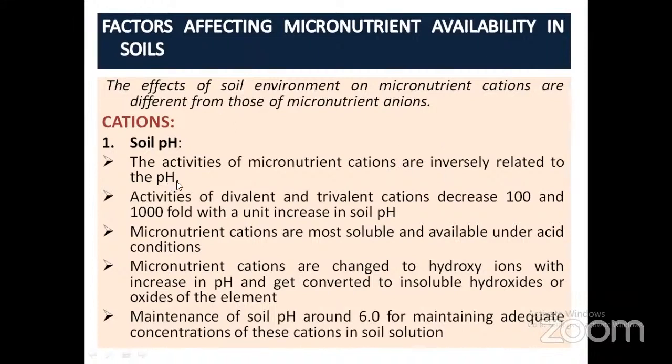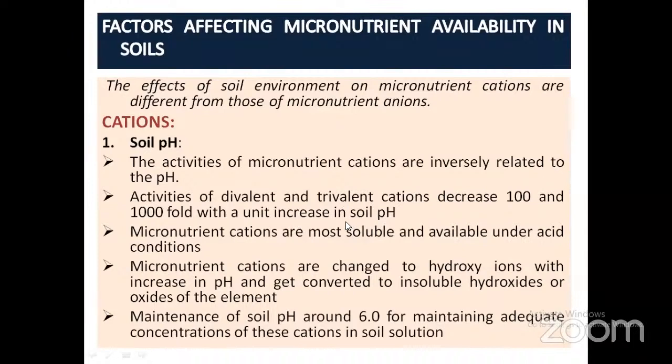If the pH is high, the activity of the micronutrient cation will be less. If pH is less, the activity will be more. Means in the low pH range, the availability of the micronutrient cations is more. Why so? We'll see that. But yes, this is the information for you that the activity of micronutrient cations is inversely related to pH. Activity of divalent and trivalent cations decreases 100 and 1000 fold with a unit increase in the soil pH.